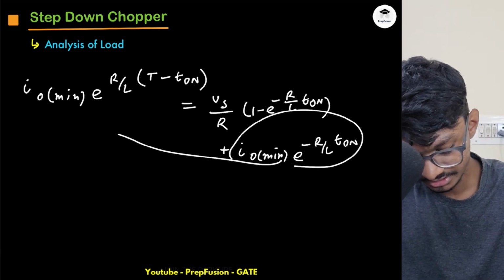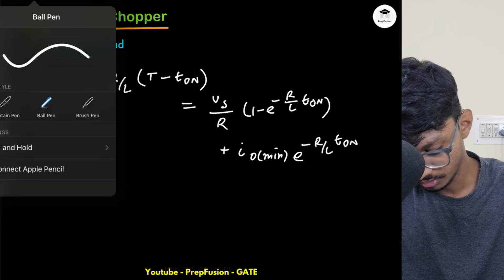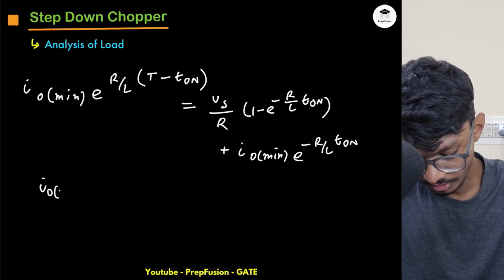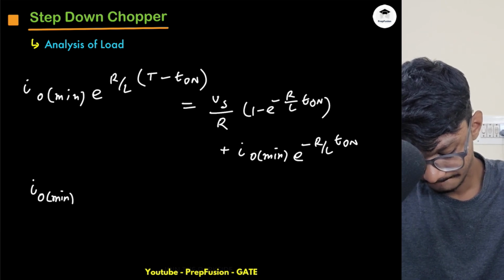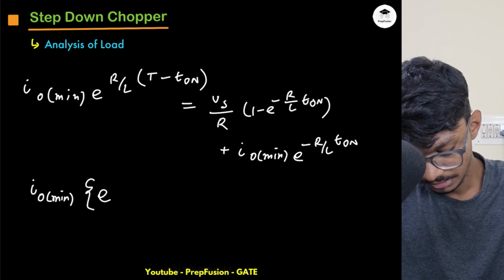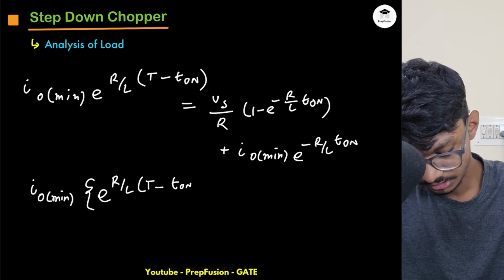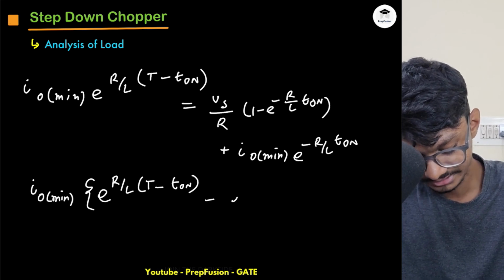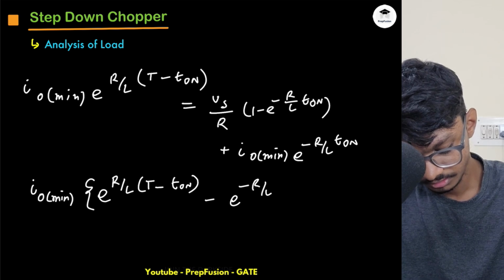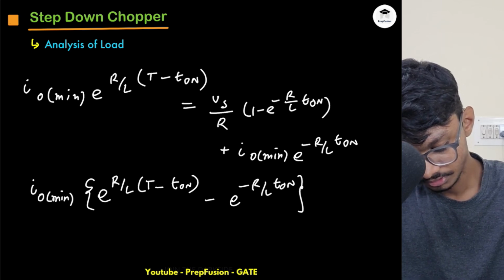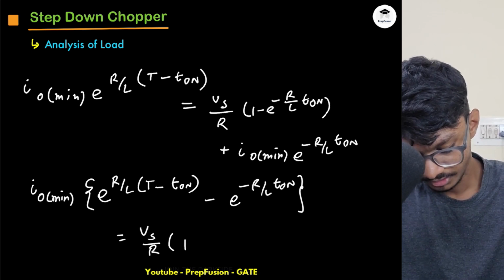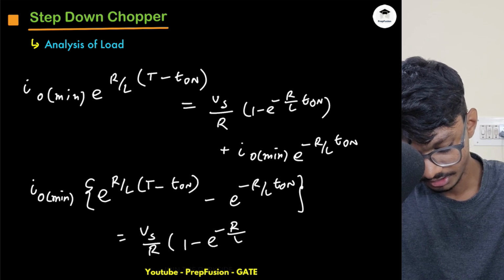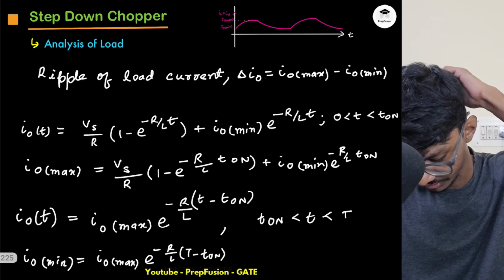So if I now bring this IO on the left hand side and take common things, this will be IO minimum into e raised to power R by L, T minus T on, minus e raised to power minus R by L T on. And this is equal to Vs by R into 1 minus e raised to power minus R by L T on. I could have written tau here as well. So the best thing that I will do is write this as tau.